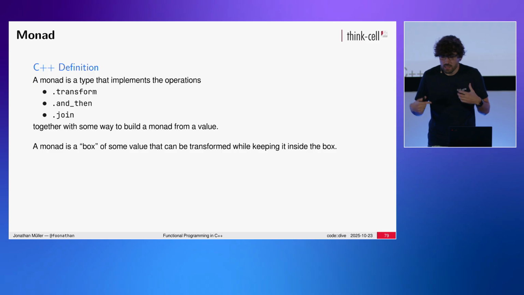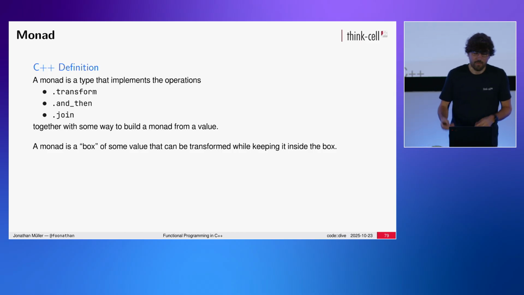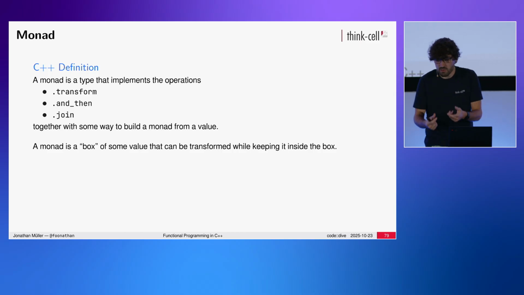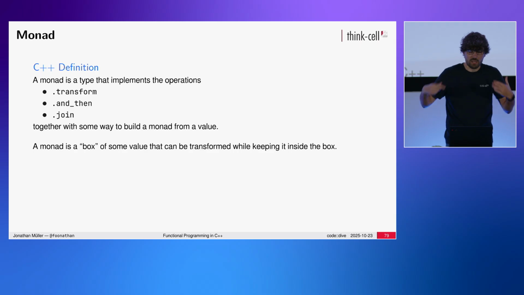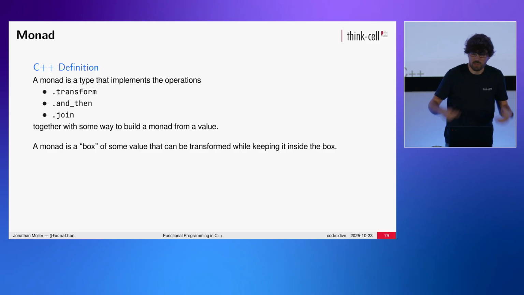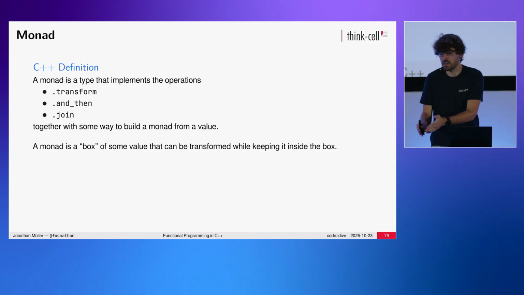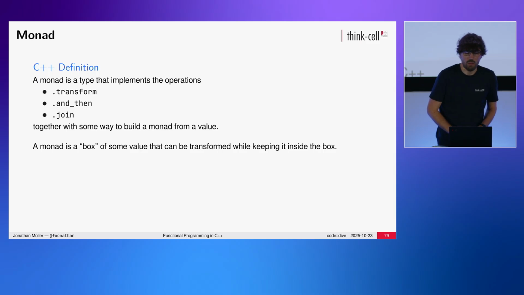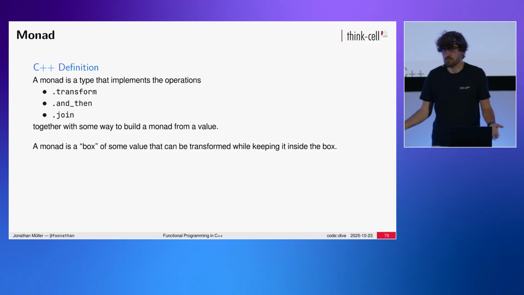And so we can think of a monad as some sort of box of some value that can be transformed by keeping it inside the box, right? In the case of ranges, the box is that we don't have a value, we have multiple values, but we can transform all of them at the same time by just giving a function that operates on a single element, which is then applied to all of them, right? So we can keep it in a range, but only operate on single values in the transformation function. In the case of optional, we might not have the value, right?